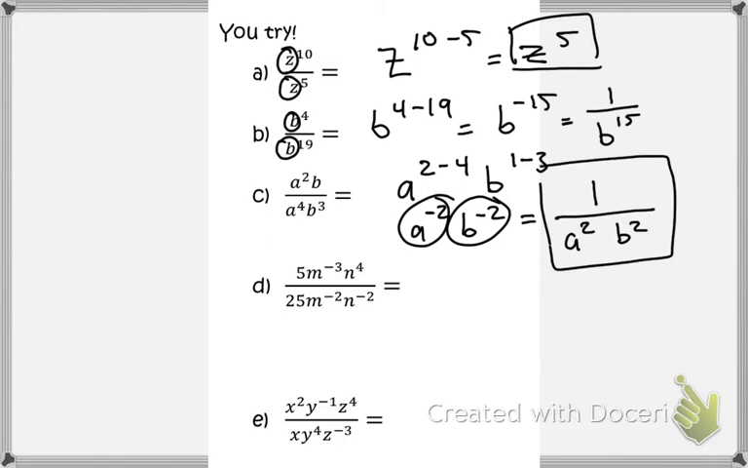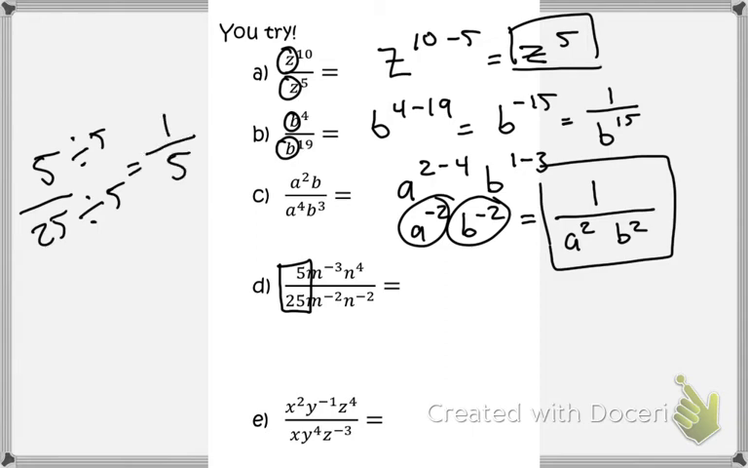Alright, for D, here we go. We have 5 over 25. With the coefficients, we're just going to simplify them like normal. So 5 over 25. I can divide top and bottom by 5. We can reduce the fraction and this becomes 1 over 5. So I know that much. That is knowledge prior to today.